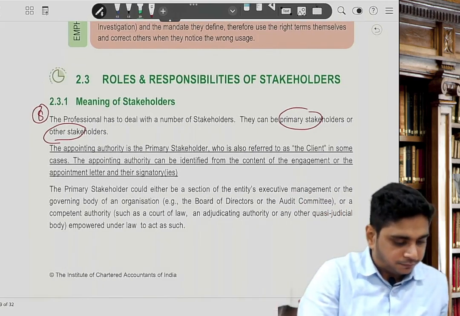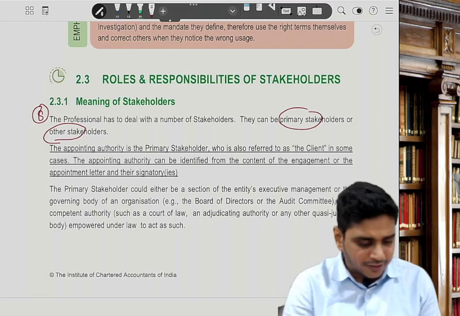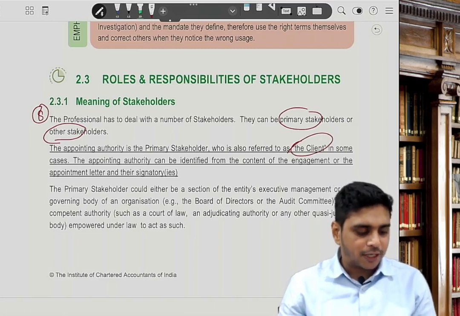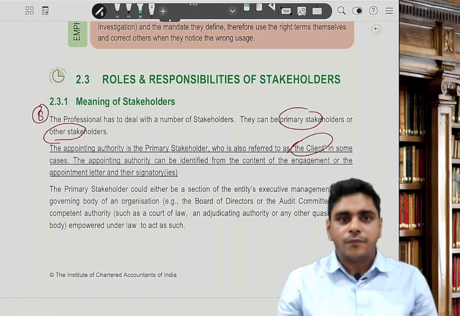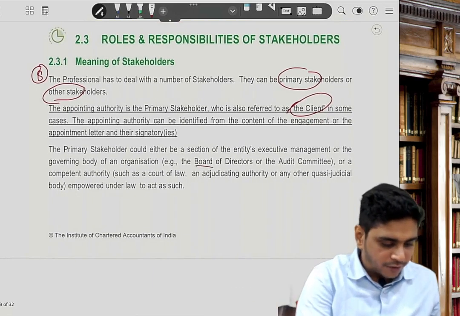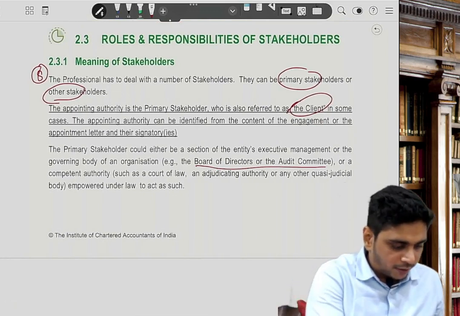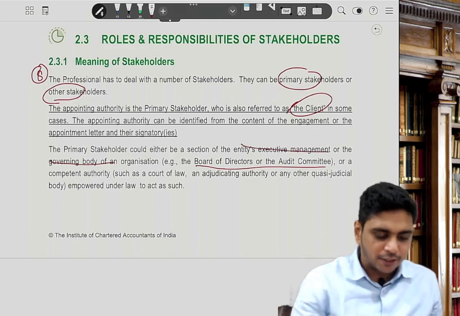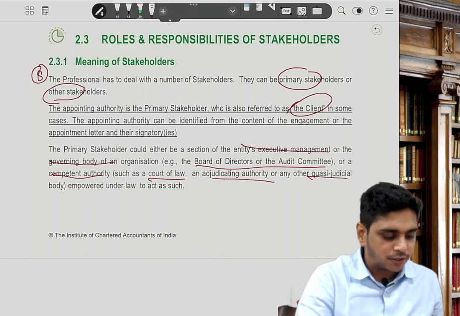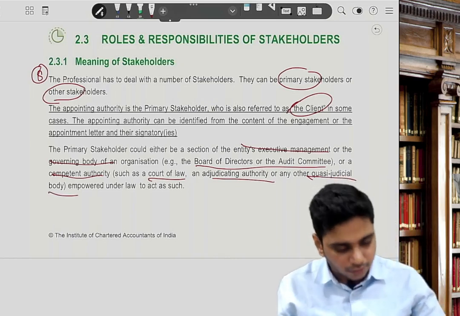So here the appointing authority is a primary stakeholder who is often referred to as the client. They are also called the client. In some cases, the appointing authority can be identified from the content of engagement or the appointment letter and the signatories. So it could be the board of directors or audit committee in case of a company, or any governing body of the organization, or executive management, or a competent authority like a court or an adjudicating authority or any quasi-judicial body. So these are basically called primary stakeholders.